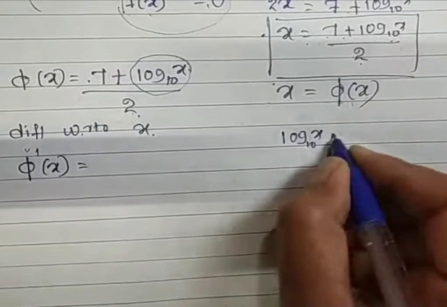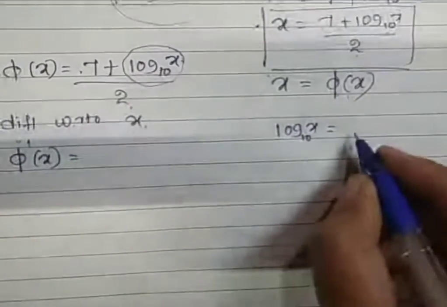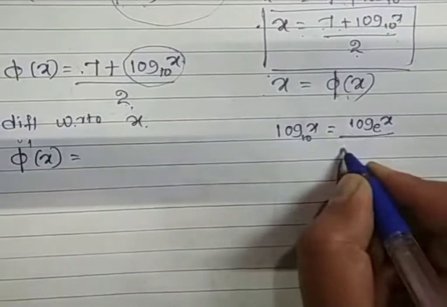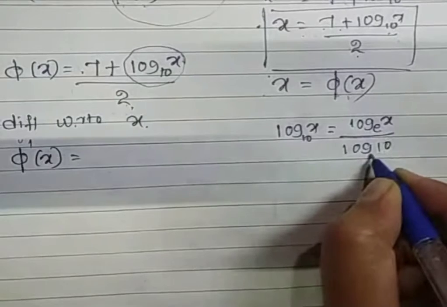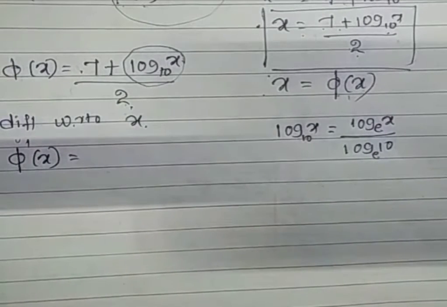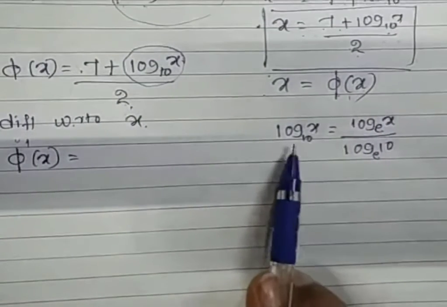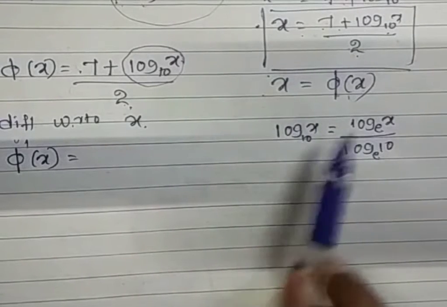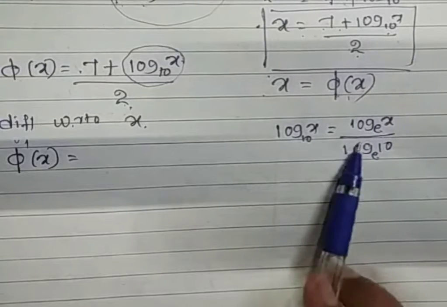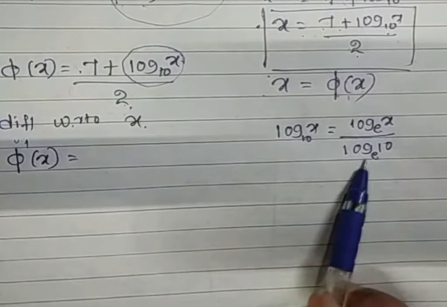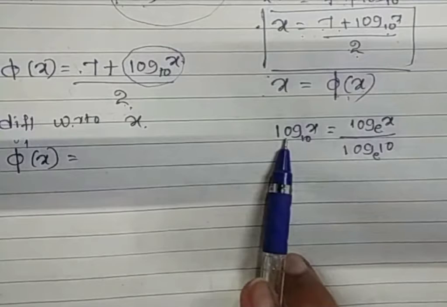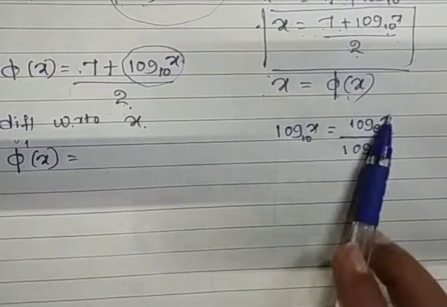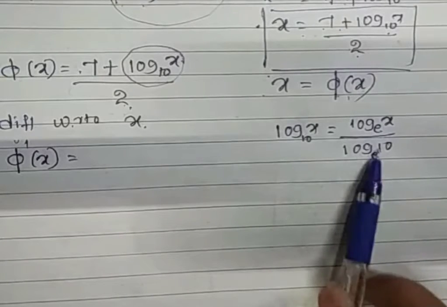Log x to the base 10 we can write as log x to the base e divided by log 10 to the base e. This is one of the logarithmic properties, that is, log a to the base b we can write as log a to the base e divided by log b to the base e. In a similar way, we are expressing log x to the base 10 as log x to the base e divided by log 10 to the base e.